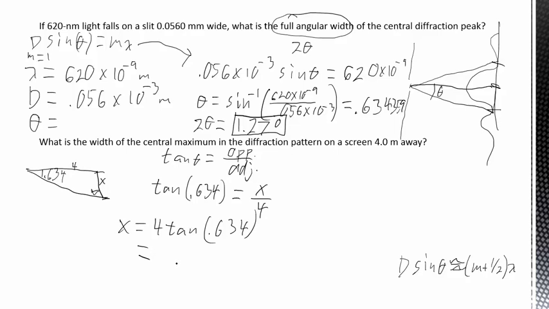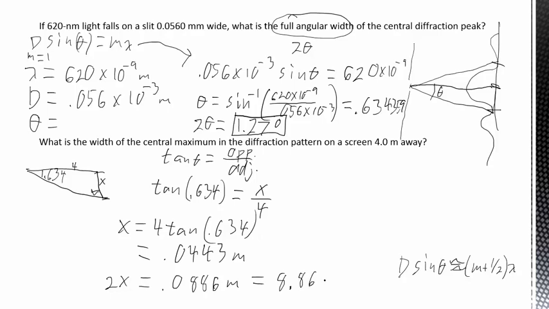That comes out to be 0.0443 meters. And again, we want the full width of the slit, so we're going to multiply this by 2x, and we're going to get 0.0886 meters, which, if you prefer, you could say that's 8.86 centimeters. And so if we have a screen at that distance away, that's how wide that central peak will be. And that's all there is.